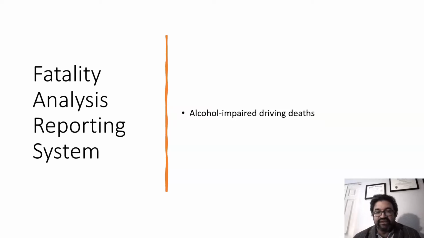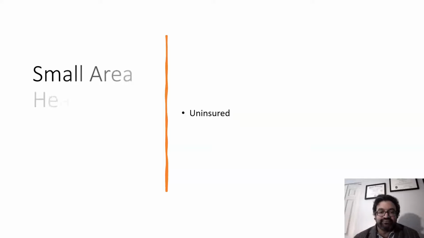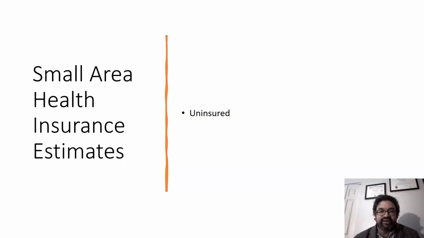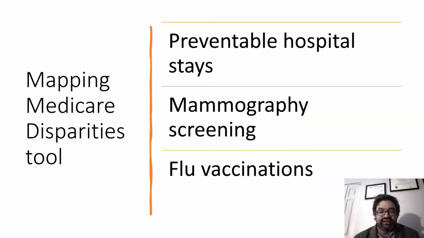The next one is from the Fatality Analysis Reporting System. I took a little bit of time to visit this registry, and there are actually other types of deaths incorporated into this, but alcohol-impaired driving deaths is a measure included from here. From small area health insurance estimates, there's a measure on the uninsured.